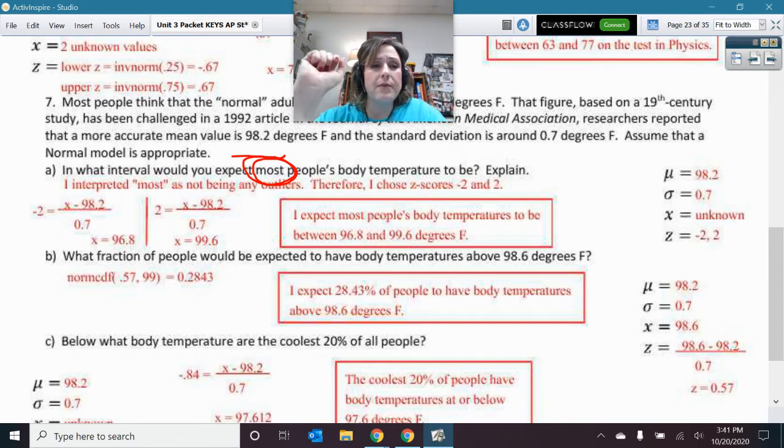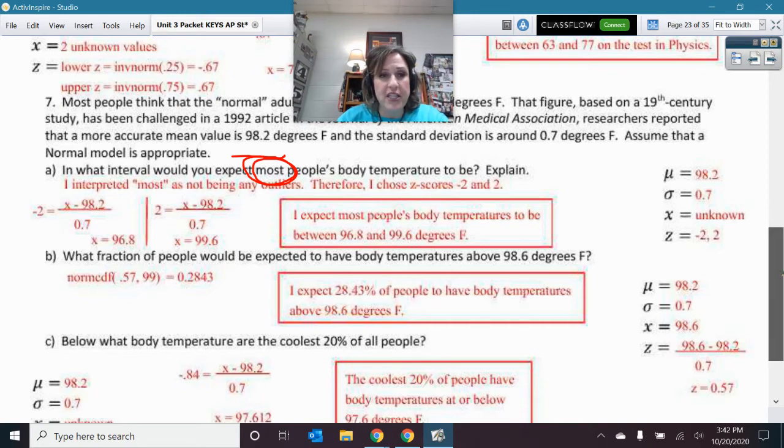Okay? So I put here, I interpreted most as being no outliers. Okay, so then therefore I chose the z-scores of -2 and +2. So with that being said, if you said I interpret most as being the middle 50%, then you say therefore have a z-score of this and that or whatever. Okay, then that's giving the criteria that you understand what people are talking about. You just have a different interpretation of this ambiguous word that isn't clarified as most. All right, so you can see how I did that. I interpreted the z-scores as -2 and +2.